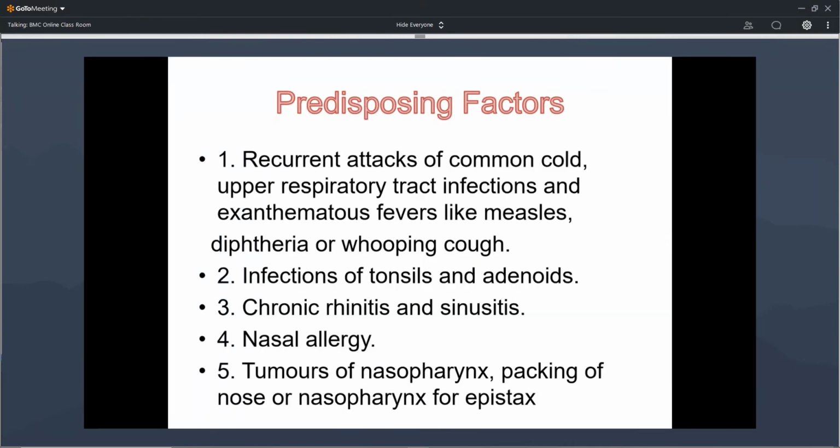Then the predisposing factors for acute suppurative otitis media. It is usually preceded by an upper respiratory tract infection, where infection spreads from the nose and nasopharynx. If there is infection in the adenoids and tonsils, it spreads from these foci through the eustachian tube into the middle ear cavity. Then chronic rhinitis and sinusitis, and if the patient has nasal allergy, that is also a route of spread of infection.